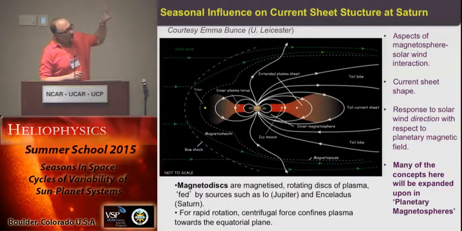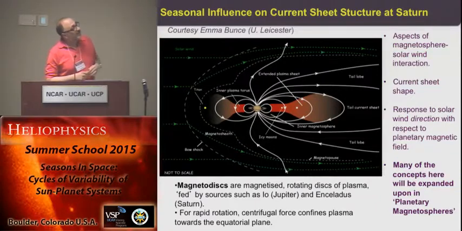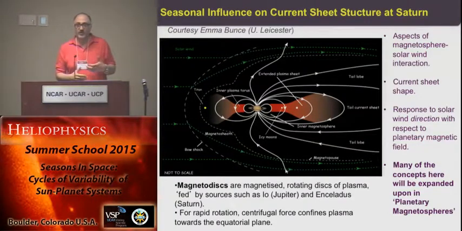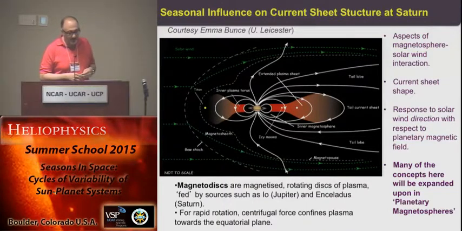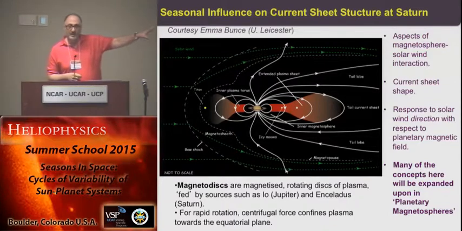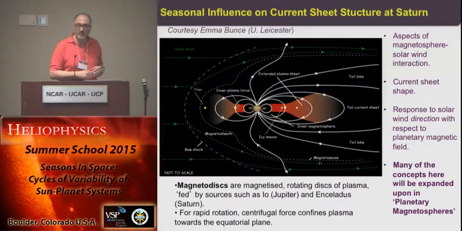So before we go into the diagram of Saturn's magnetosphere here, on the right is sort of a breakdown of what I'll be talking about. We'll be looking at aspects of the magnetosphere-solar wind interaction, how that influences the geometric shape of the current sheet, and how that's related to the response of that structure to the attack angle or the direction of the solar wind with respect to the planetary dipole. And just to emphasize that I'll touch on many concepts here that we'll return to in more detail next week in the planetary magnetospheres lectures.